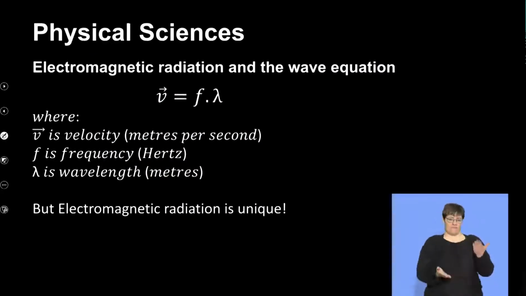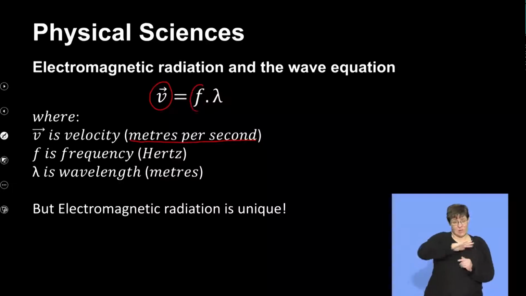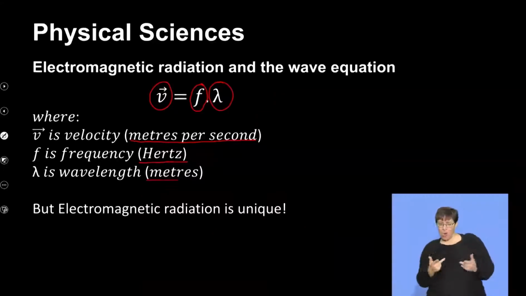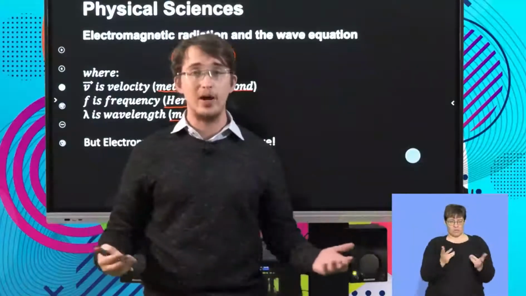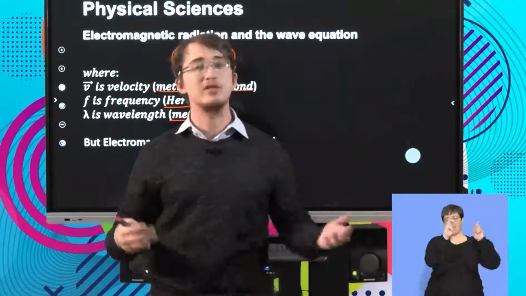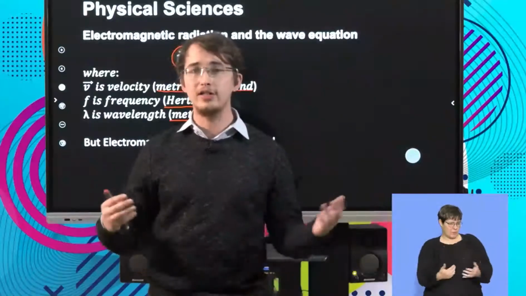So let's have a look at the wave equation. In the wave equation, we already know that you can calculate the velocity of a wave in meters per second by taking the product of the frequency of the wave, which is measured in hertz, and its wavelength, which is measured in meters. But electromagnetic radiation is quite unique, and for that reason, we have to modify the wave equation so that it makes sense in terms of electromagnetic radiation. So how are we going to do that? Let's have a look.